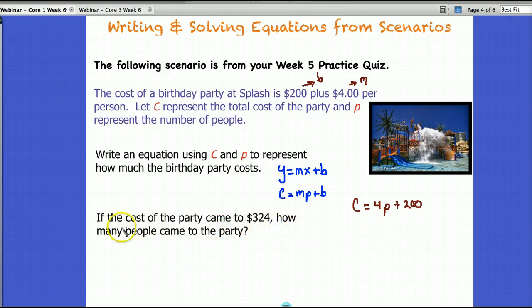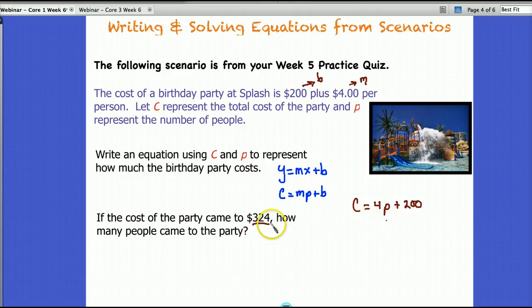But then this is where you struggled a little. It says if the cost of the party came to $324, how many people came to the party? So think about what we're trying to find. We're trying to find the number of people, right? So we're trying to find P. Is it 4? Is it 4 next to P? Well, that's a good guess. Probably more than 4 because it's a party. Yeah, it's a little more, but it was a good guess.